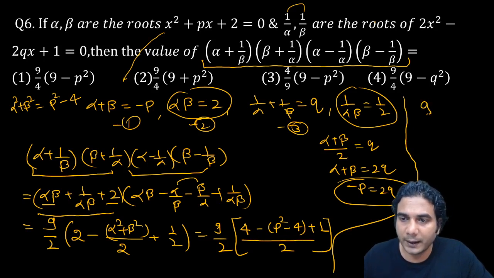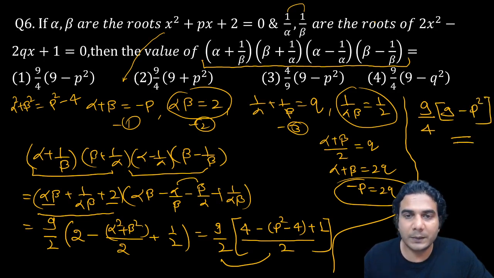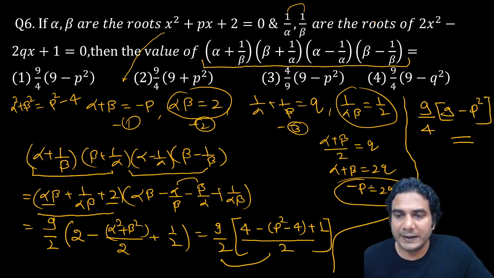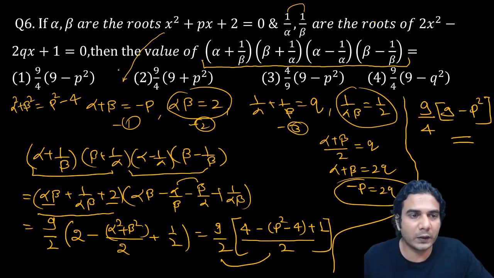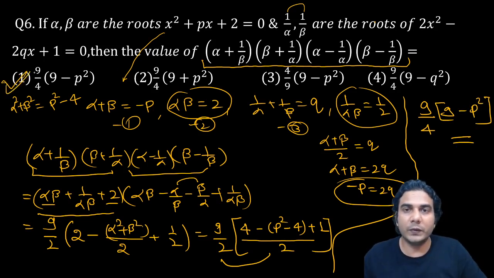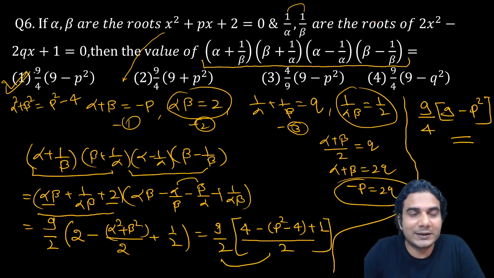It is 9 by 4, you can take 2 into 2 will be 4. All right, and inside it will be 4 plus 4 minus 1, which is 9 minus p square. Okay, even if you replace p by q, then p is basically minus 2q, it will be 4q square. So in one option it is minus q square only, so minus 4q square, 4q square is not there. So this A will be the correct answer, 9 by 4 into 9 minus p square.